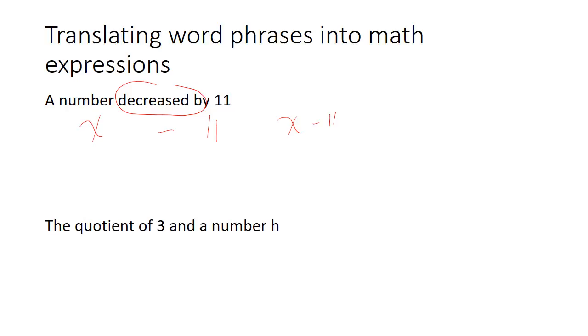The quotient of 3 and the number H. So the quotient of means dividing, right? So if you're putting 3 and H in there, then the 3 is going to come first, and then the H will come last. So we would say 3 divided by H. In this case, you have to use the letter H because it is given to you in the problem. The other way you could write it is 3 over H. Most of the time, this is what is acceptable in algebraic expressions.